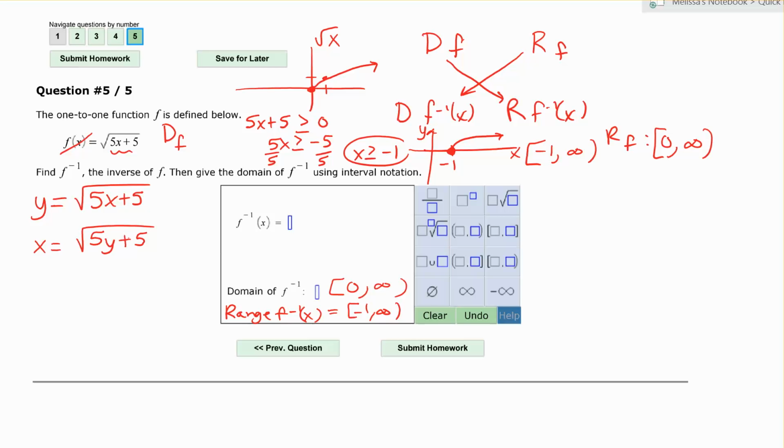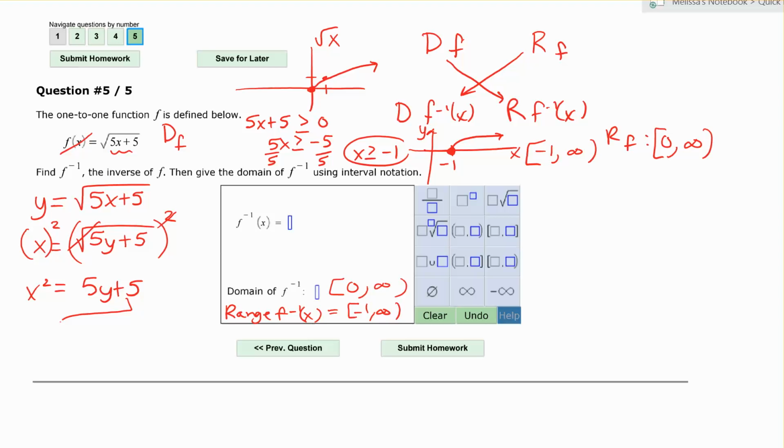First I have to undo the square root. The inverse of a square root is squaring. So I square both sides. Now I have x squared equals 5y plus 5, since the square cancels the square root.